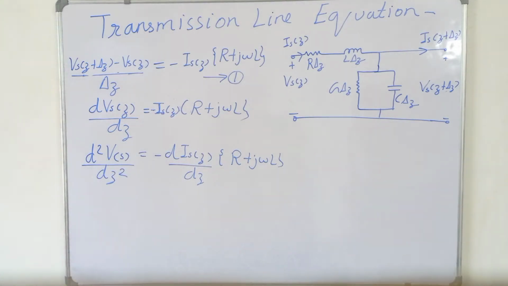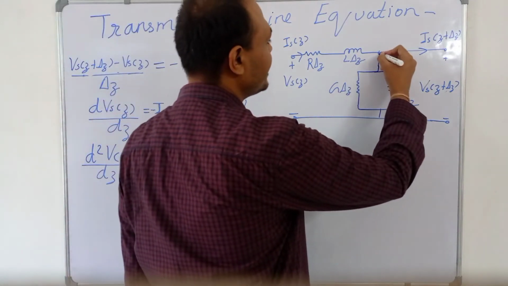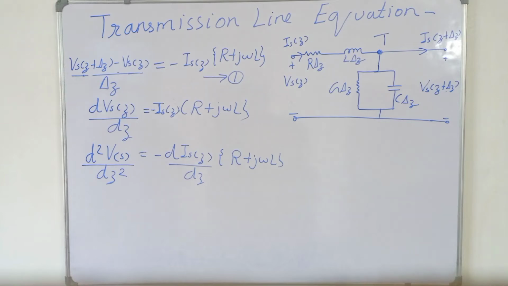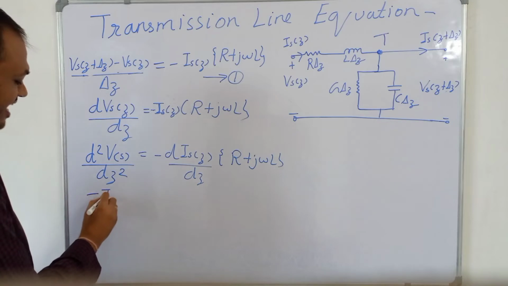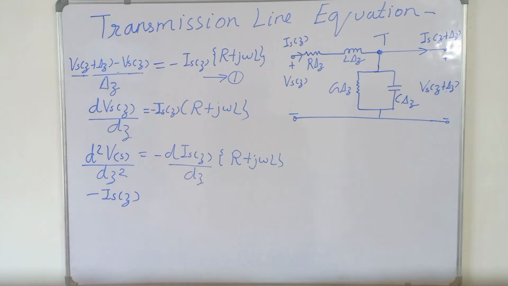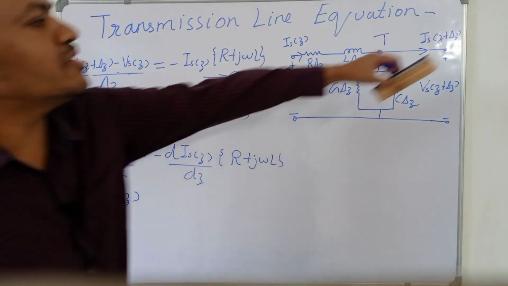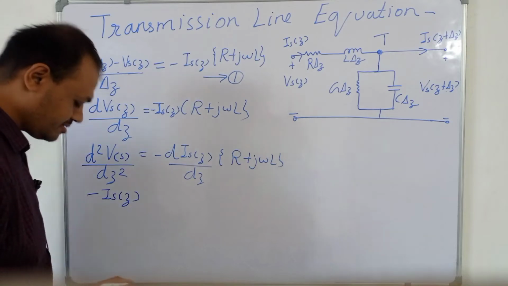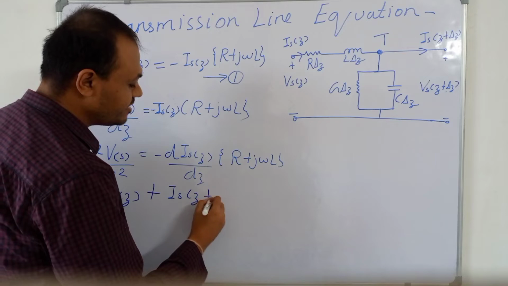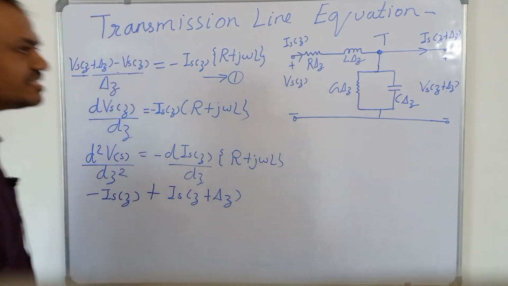So this is the equation which we are getting on double differentiation. Now if we apply KCL at this node, let this node be T. So I am applying KCL at this node T. So we get: first incoming current is minus Is of z. This is the first incoming current. Then the outgoing current is Is of z plus delta z. So this is the outgoing current.